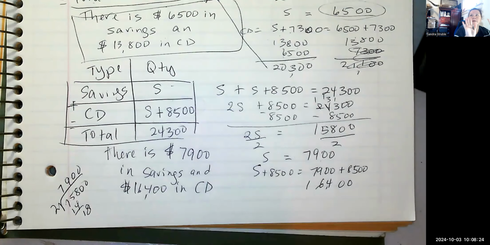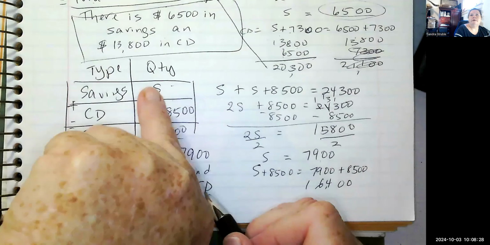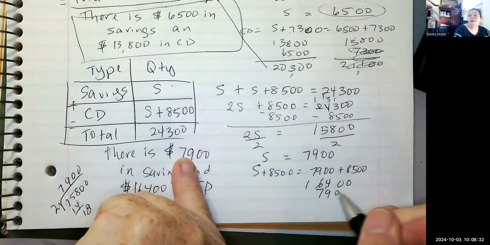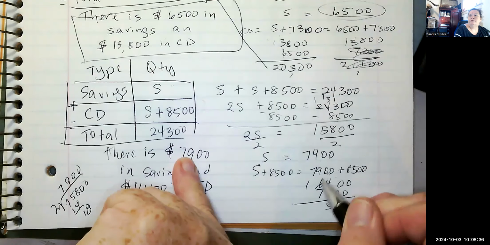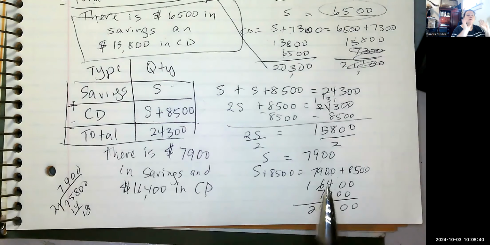Well, let's just make sure that that's right. 16,400 in the CD plus the 7,900 in the savings. I just want to check my work. 24,300. Woot, woot. It worked. We're good. So that is the answer for that one.